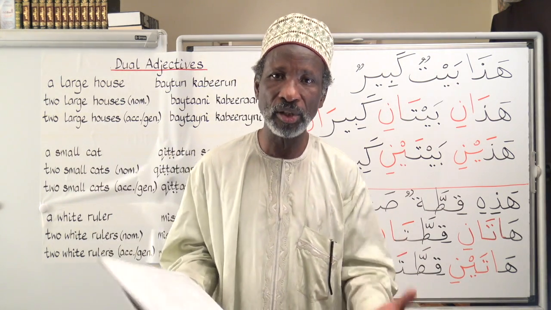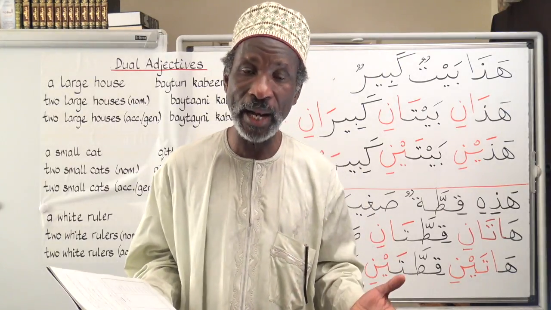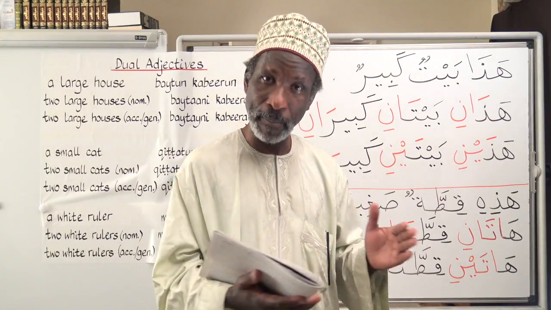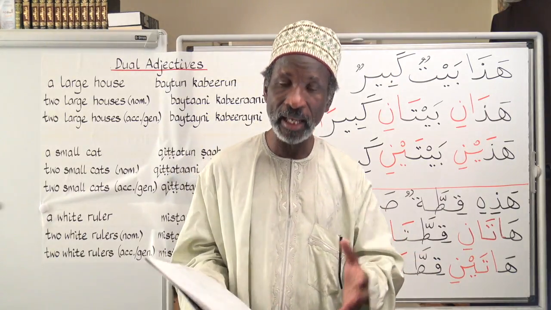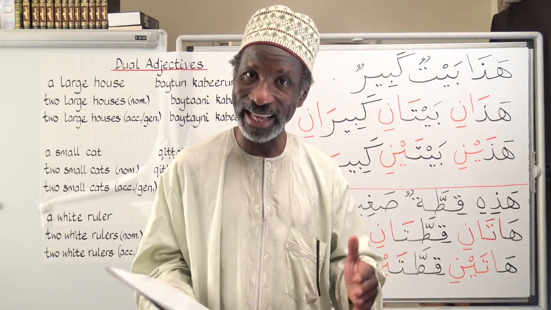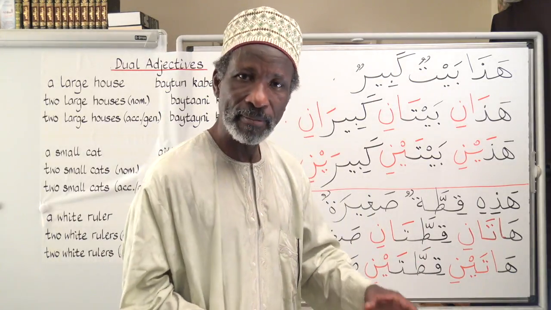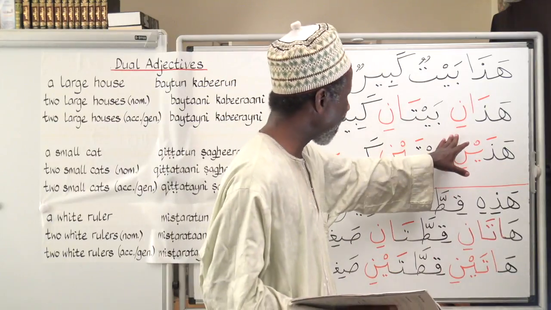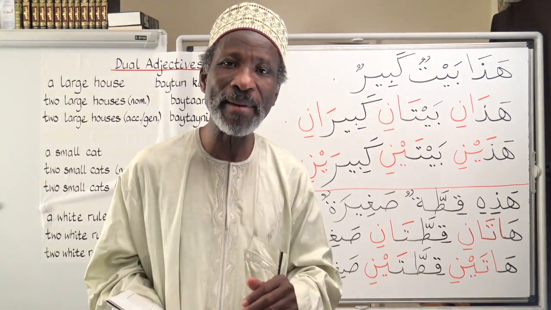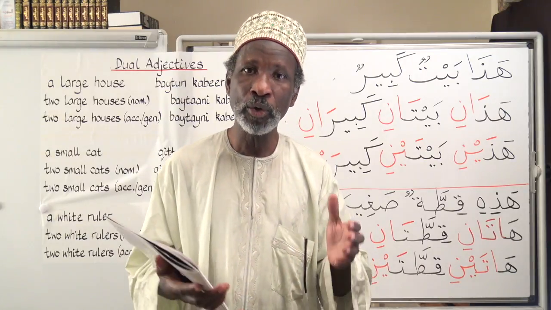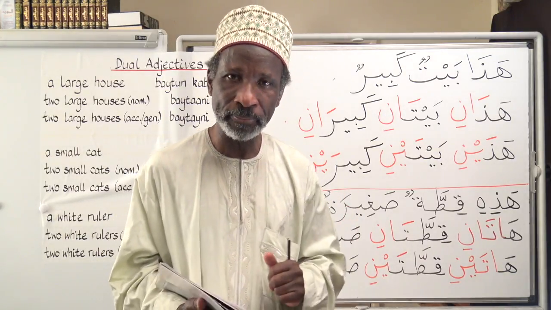Now, هذا بيت كبير. هذا is your demonstrative pronoun. It is singular. بيت, a house, that's singular. كبير, adjective, big, is also singular. This is a big house. Now, next is, let's make it dual. هذان بيتان كبيران. These are two large houses.